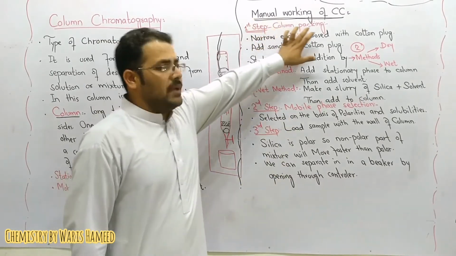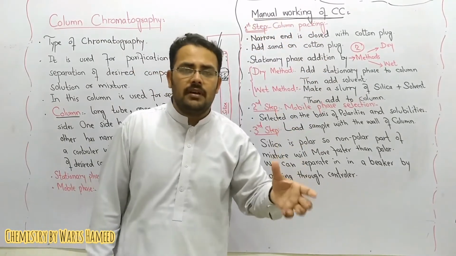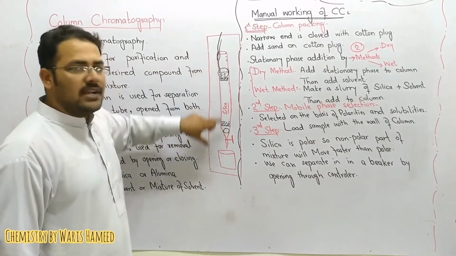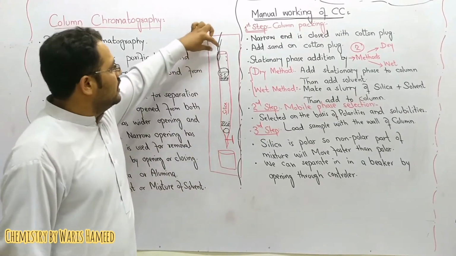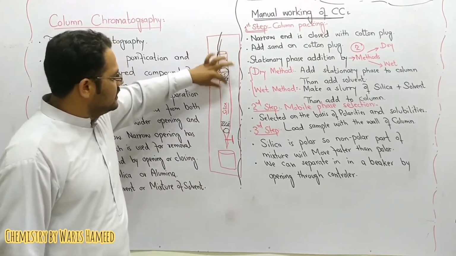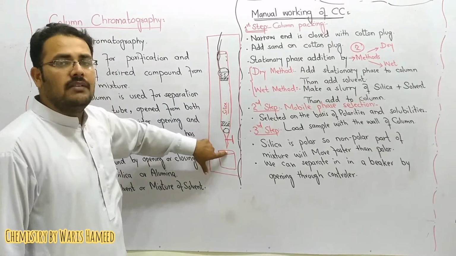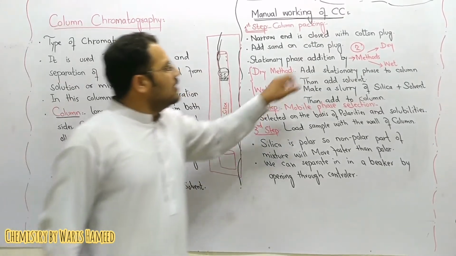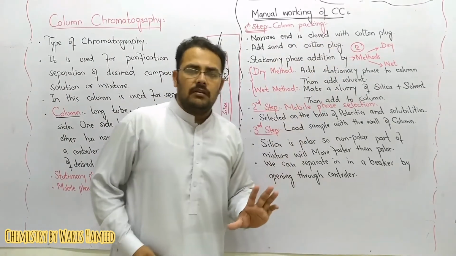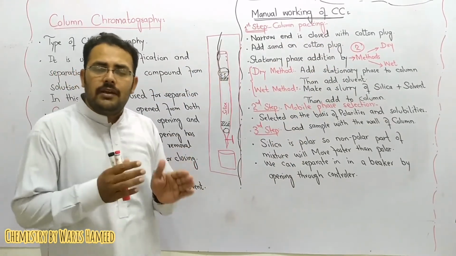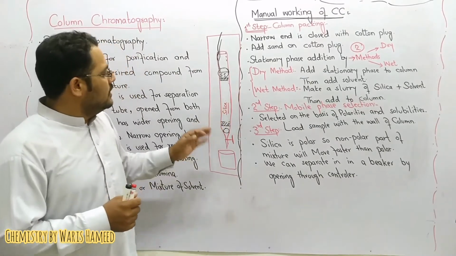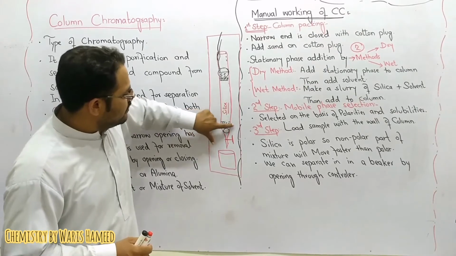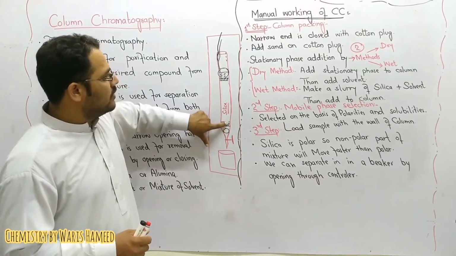First step is column packing. How do we prepare the column? First of all, the column has both sides open, so if we add anything over here, it can easily be removed from this side. Then what we will do is close the narrow end of the column with a cotton plug. Then add sand on the cotton plug.